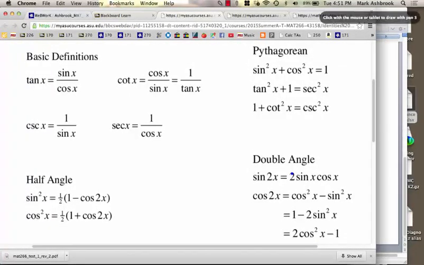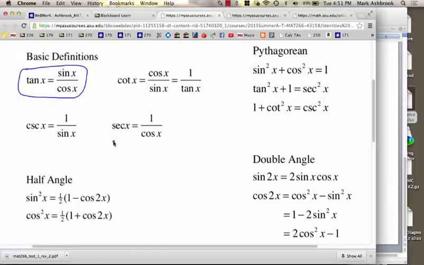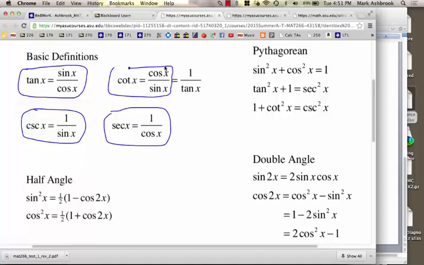So I'll circle them, okay? Certainly, you need to know this. Tangent x is sine over cosine. Yeah, so the basic definitions: cosecant is 1 over sine, secant is 1 over cosine. Cotangent is cosine over sine. This goes without saying. It's the most common identity. It shows up the most. For sure, you have to know that. Okay?